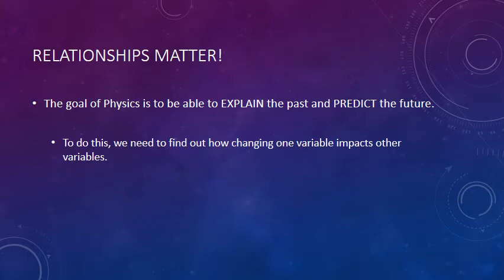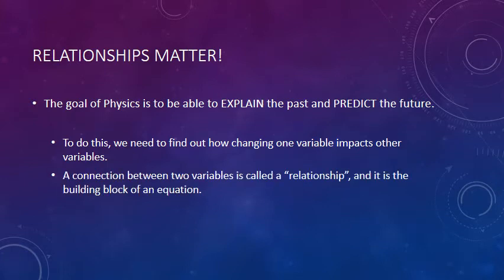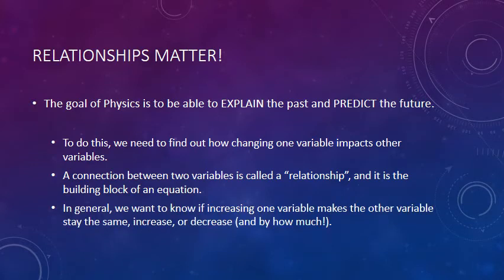In order to be able to do this, we have to figure out specifically how changing one variable impacts other variables. This connection between two variables is called a relationship, and you'll find in a later video that these relationships are actually the building blocks of equations. There are lots of different possible relationships between variables. We're only going to really focus on 3 in this class, but you'll probably learn about other ones in your math classes, and you should realize that you can apply any relationship that you learn to equations down the road.